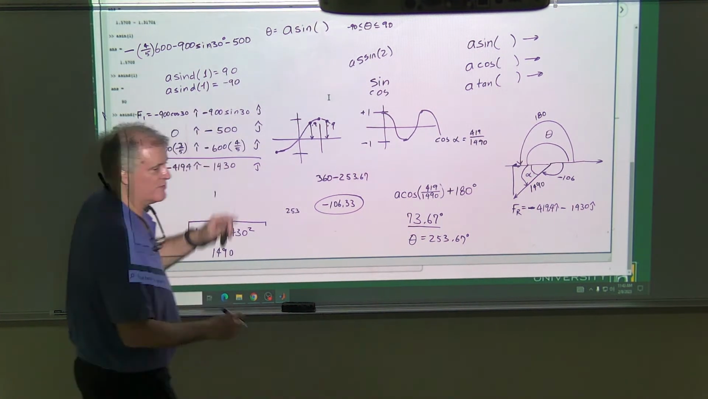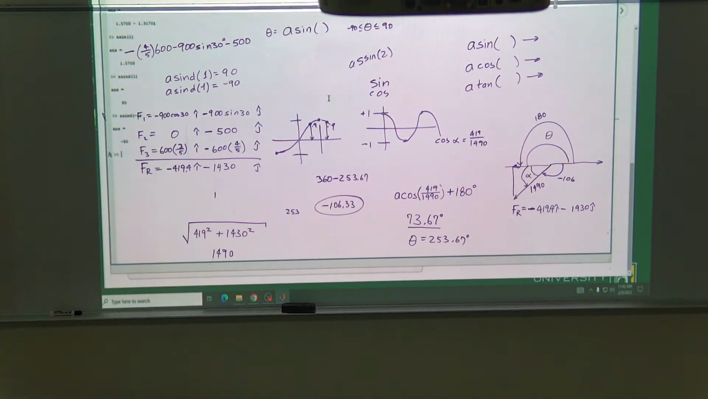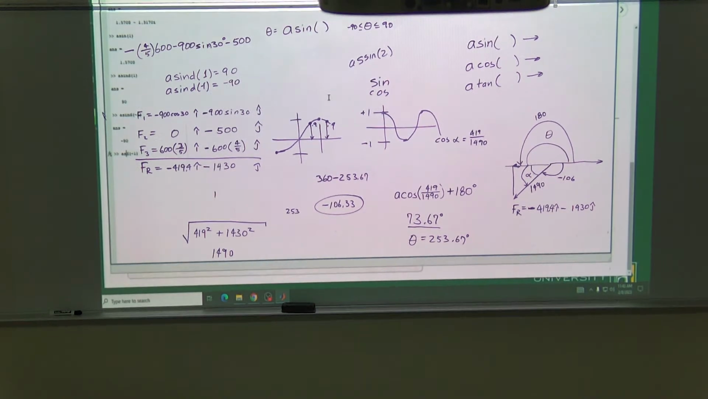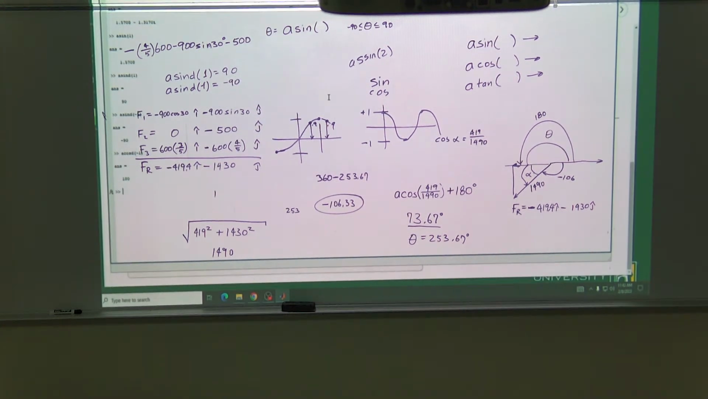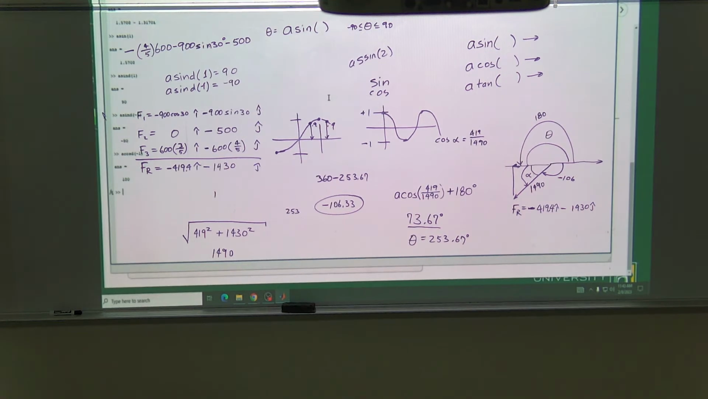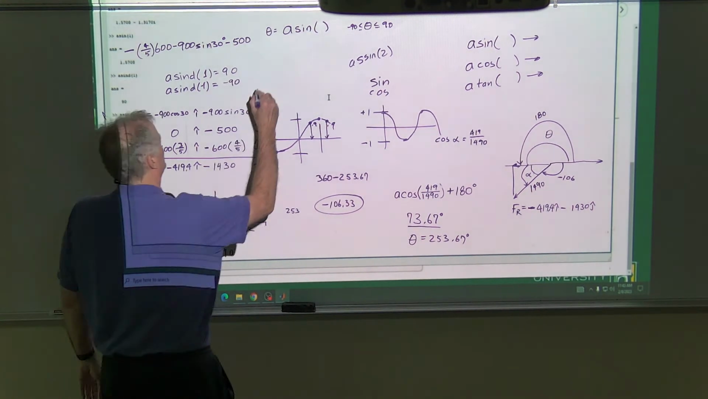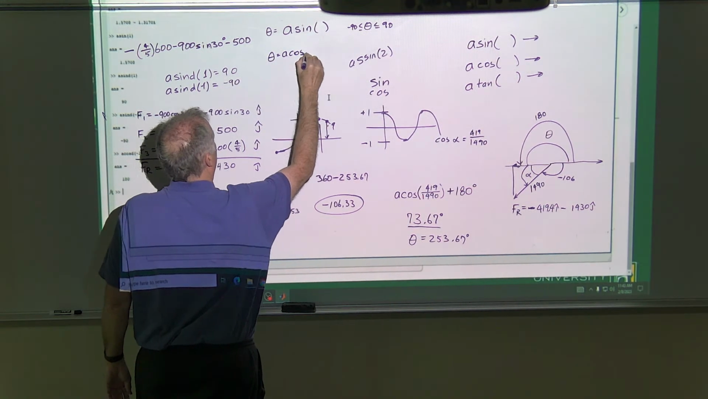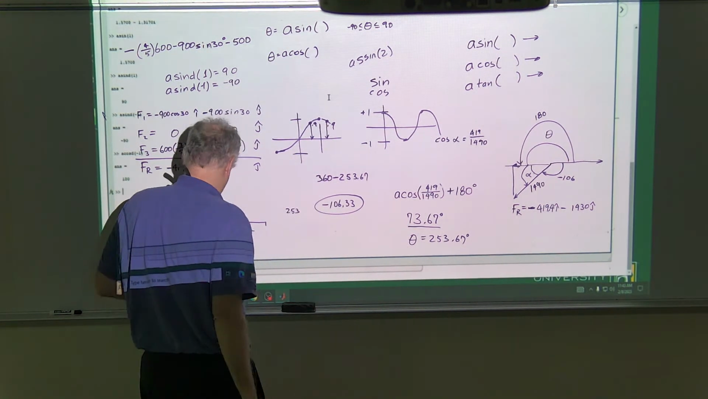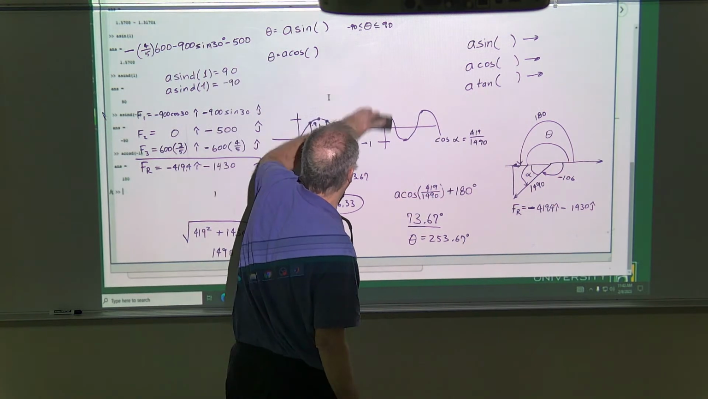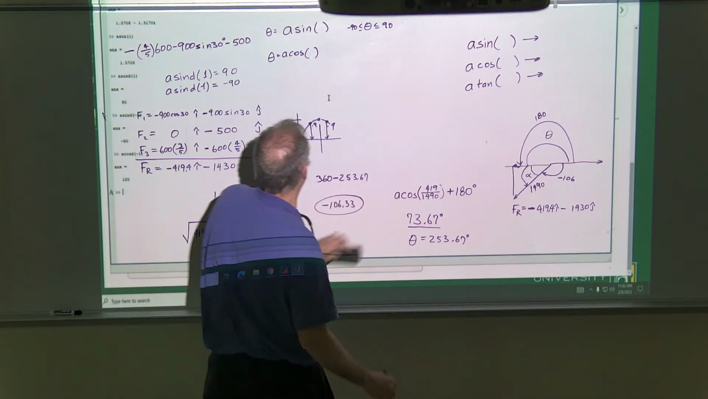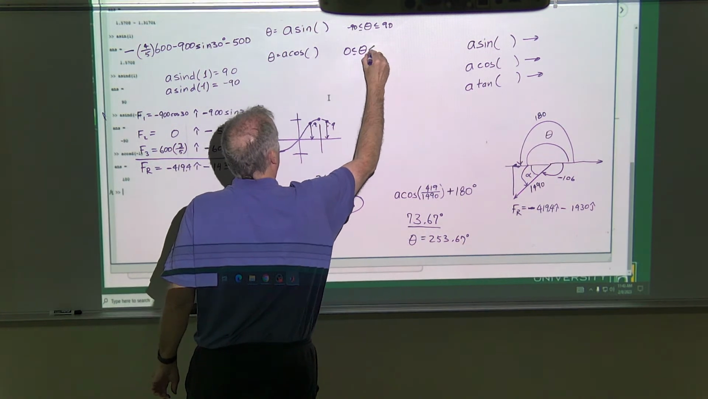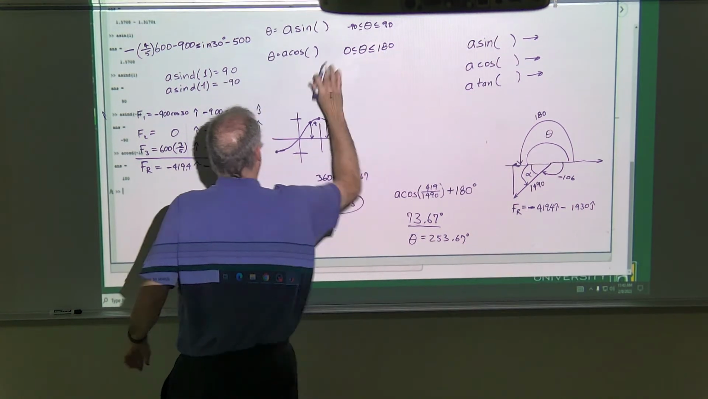What do you think happens for the cosine? Cosine goes 180. So the cosine will be between 0 and 180, and I'll show you why that is in a second.